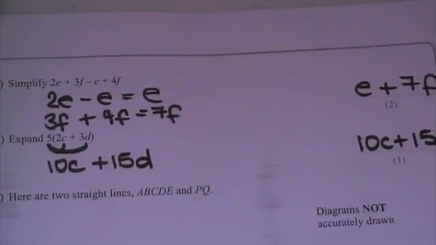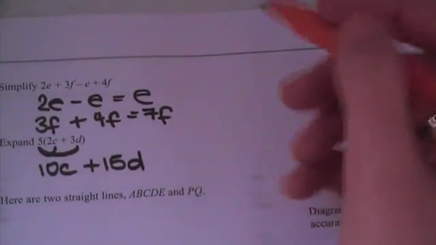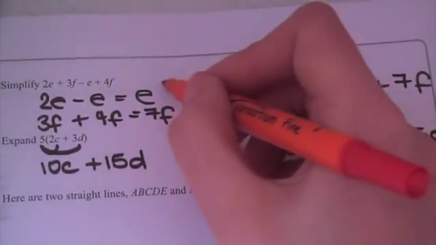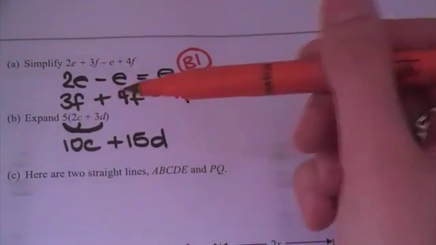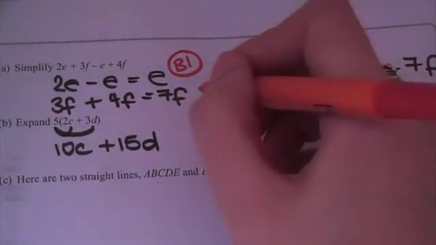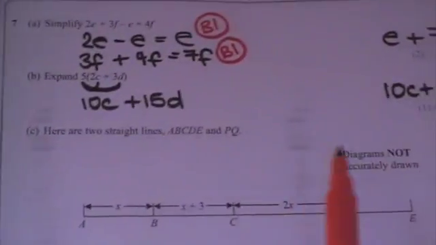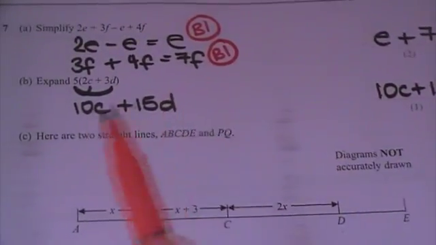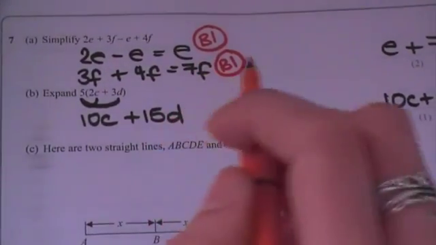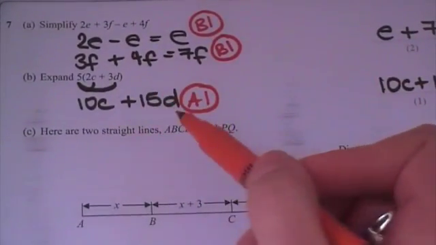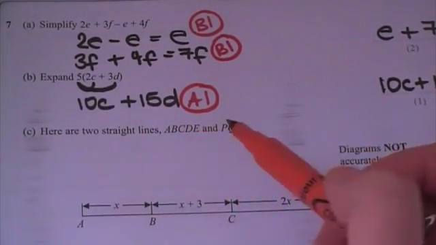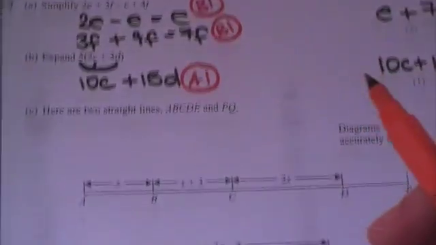So the mark scheme for question 7. 7a was worth 2 marks, so you get a working mark for the 2e minus the e, correctly getting that as e, and you get your second mark for 3f add 4f equals 7f. So that's where those 2 marks come from. Part B is only worth 1 mark. There's no negatives here, so it should be straightforward. So that is just 1 answer mark there. 10c add 15d. Or it's a working mark or an answer mark.